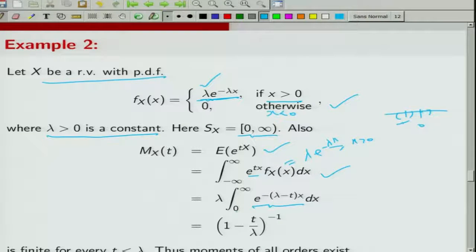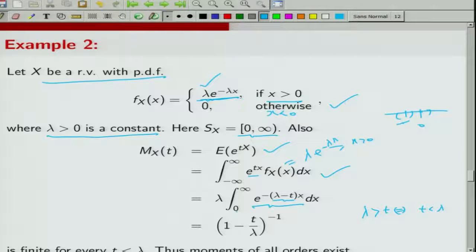Now note that for this integral to be finite, this coefficient has to be positive. If this is not positive, if it is negative, then this may explode. Even if lambda is equal to t, it explodes, because you get the integral from 0 to infinity of dx. So that means for this integral to exist, you should have lambda greater than t, or t less than lambda.